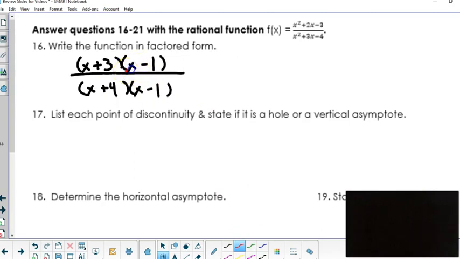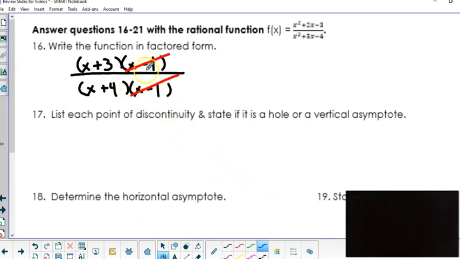This x minus 1 would cancel out. I'm going to leave this right here though, because when we talk about the holes of this function, we need to be able to see that. Number 17, list each point of discontinuity and state if it is a hole or a vertical asymptote. Okay, so that comes from the factored form.